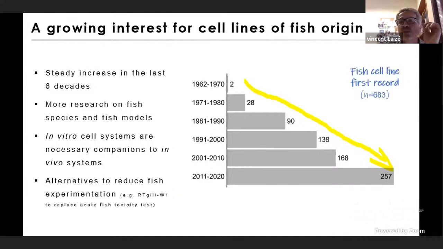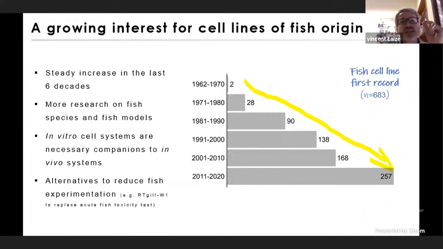And then here I would like to differentiate 2 different kinds of species: those that are important for socioeconomic activities, such as fisheries and aquaculture, but also the fish species that are fish models, those that are important for biomedicine. And more research on fish resulted in more fish cell lines developed, which is kind of normal, because in vitro cell systems are a necessary companion to in vivo systems, because they provide insight into cellular mechanisms, into the signaling pathways that are important for biological processes.